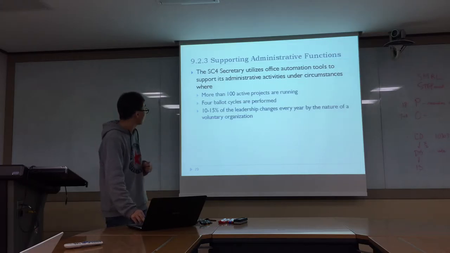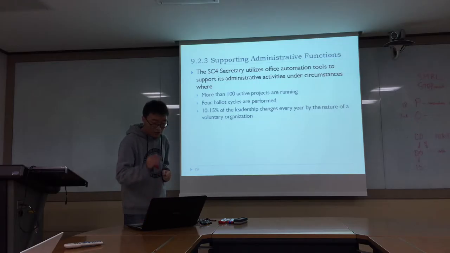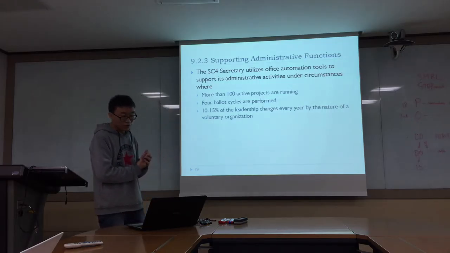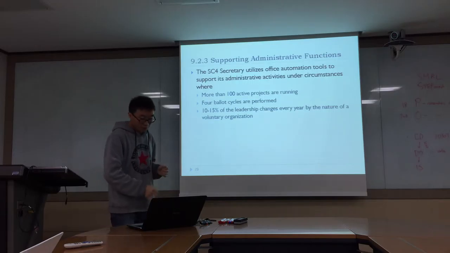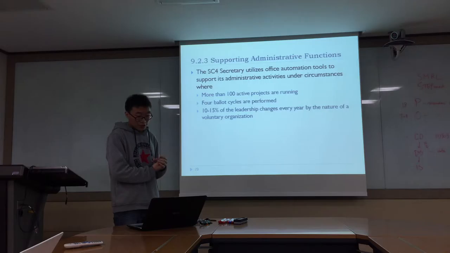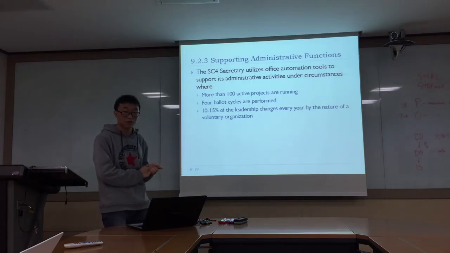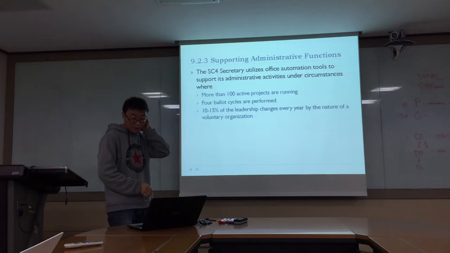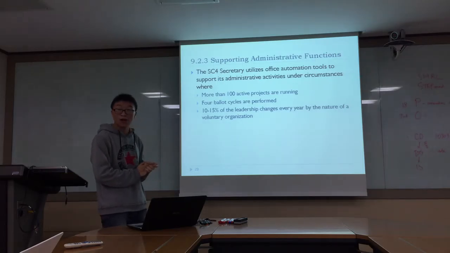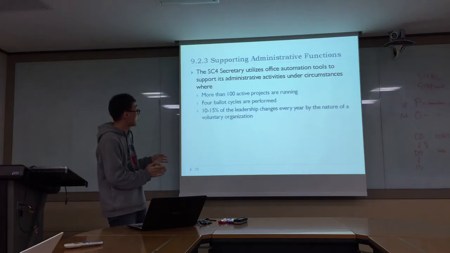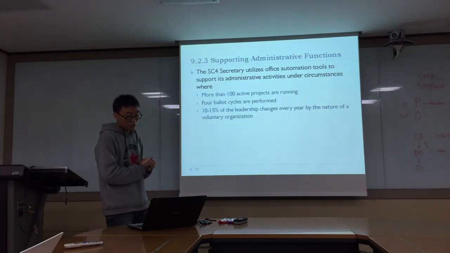Okay, point four. This section is related to supporting administrative functions. The SC4 secretary utilizes office automation tools to support its administrative activities under circumstances in which more than 100 active projects are running now, and also four ballot circles are performed, and besides, 10 to 15% of leadership changes every year by the nature of a voluntary organization.